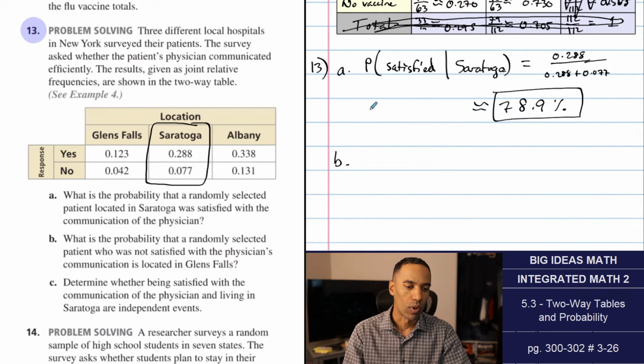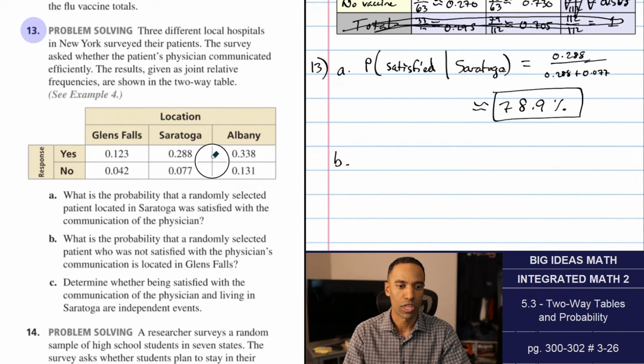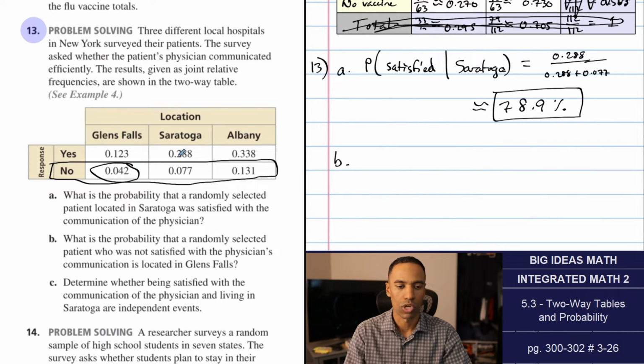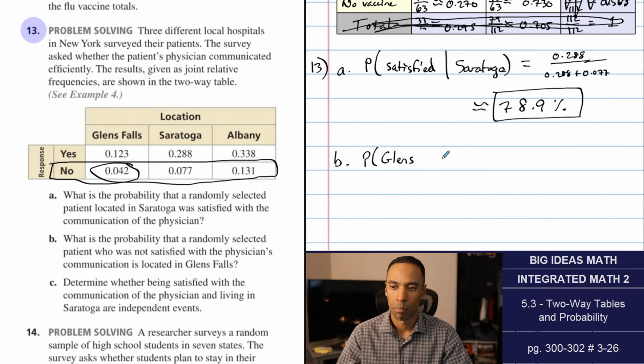Part B. What's the probability a randomly selected patient who was not satisfied with the physician's communication is located in Glens Falls? Now we're looking within the row of the not satisfied. Hey, of you not satisfied people, yes, me, over here, Albany. Now we're only looking within here, so among that total, how many were located in Glens Falls? So for this one, it's the probability that you live in Glens Falls, provided that you were a no.